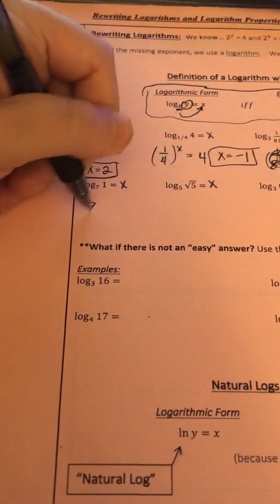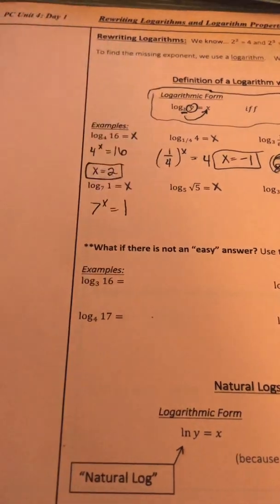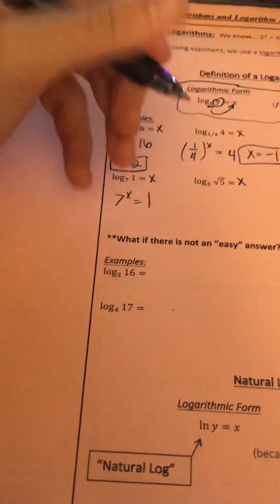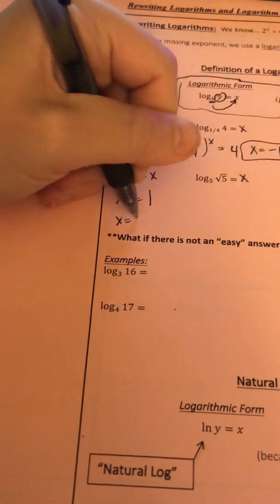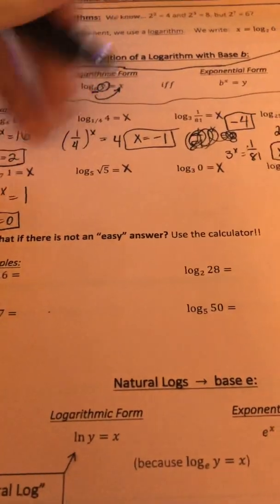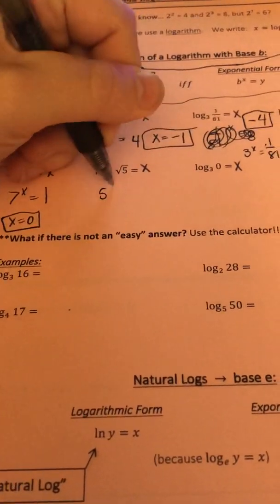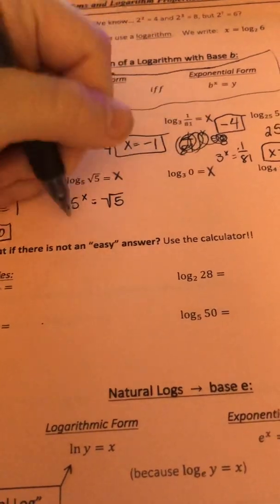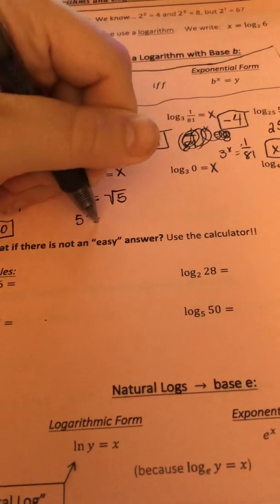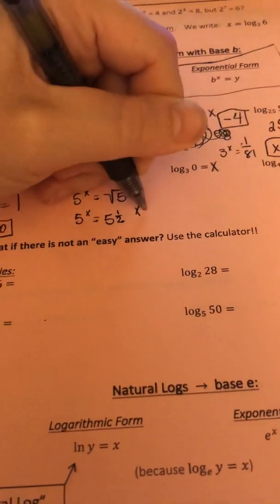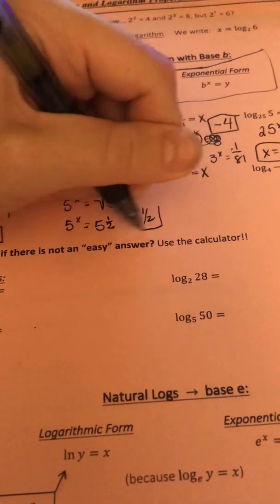We have 7 to the x equals 1. The only exponent that can take any number and give you the answer of 1 would be x equals 0. All right, let's look at number 6 over here. We have 5 to the x is equal to the square root of 5. I know that this is also 5 to the x is equal to 5 to the 1/2. Okay, so that would mean that our x is going to be 1/2.